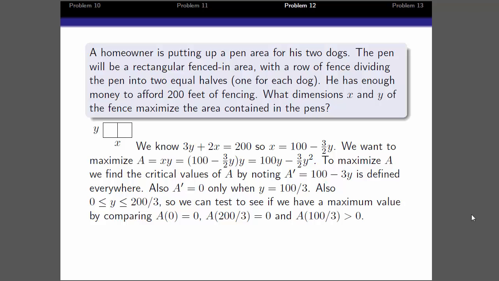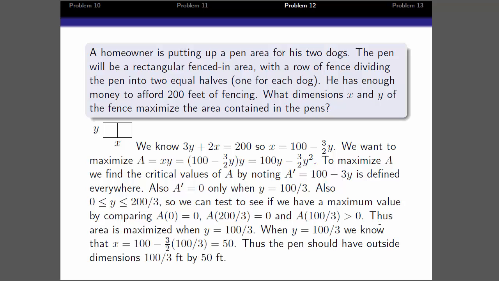And the smallest that y can be is 0. The largest it could be, if we took all 200 feet of fence and divided it into 3 pieces, because there are 3 y's in the picture. So we could use either the first derivative test, the second derivative test, or just this closed interval test. We can compare the outputs when we plug in 0, 200 over 3, or 100 over 3. It turns out plugging in the critical value gives the greatest of those 3. Therefore, area is maximized at y equals 100 over 3.